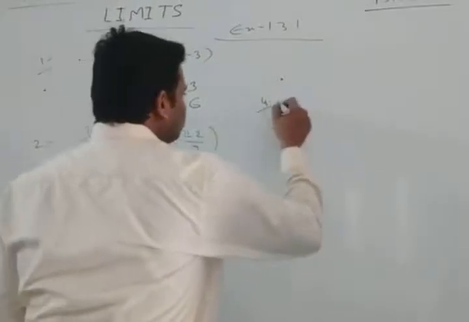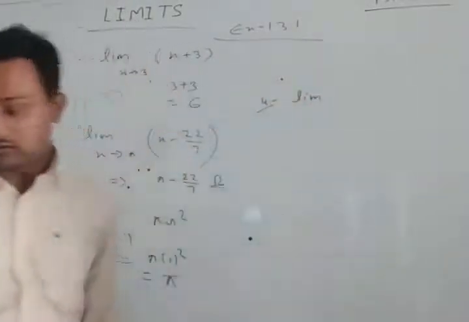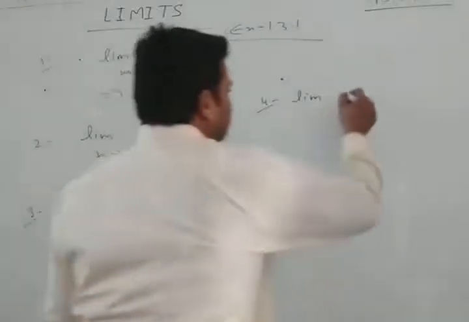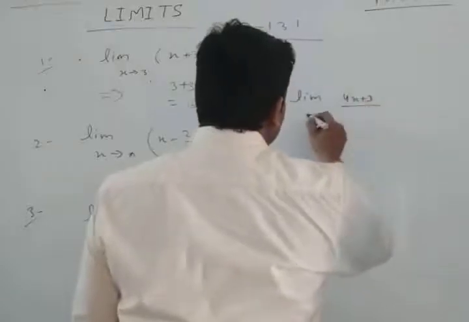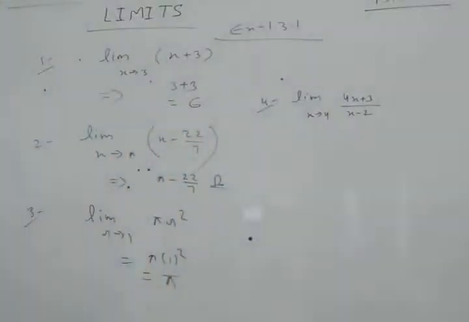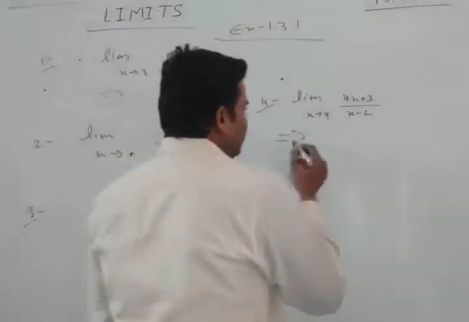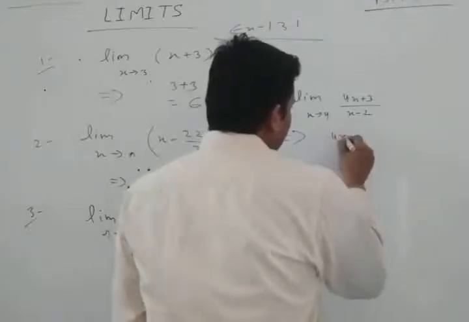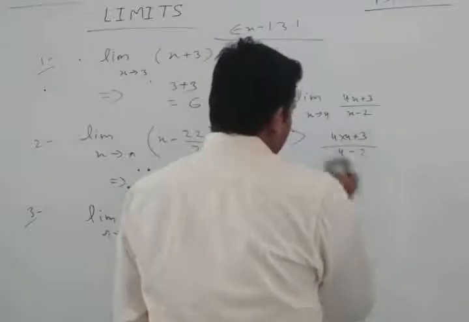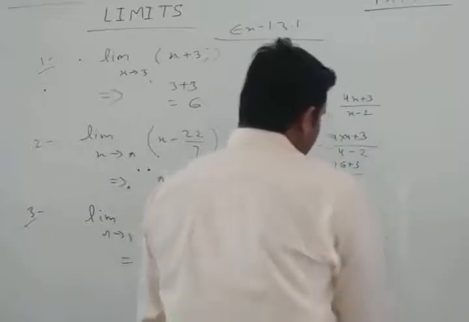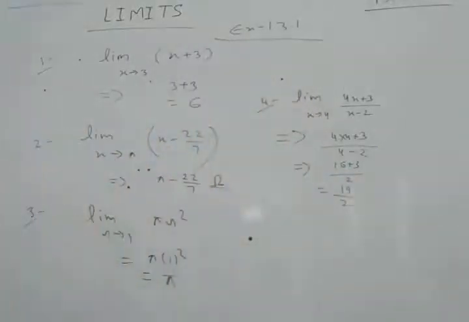Next question, limit x tends to 4 of 4x plus 3 upon x minus 2. Now solve this. So we will use again the direct substitution method. So we get 4 into 4 plus 3 upon 4 minus 2. We get 16 plus 3 upon 2. It is 19 by 2. This will be our answer.